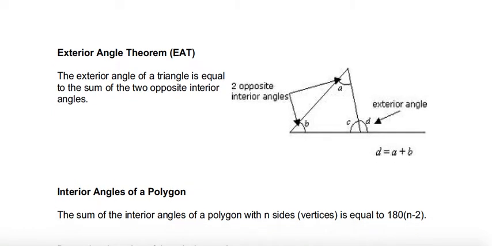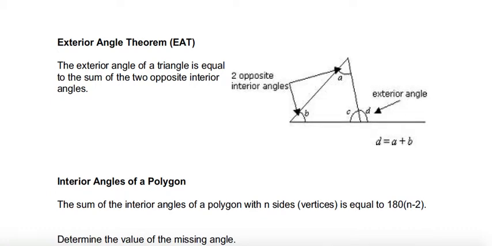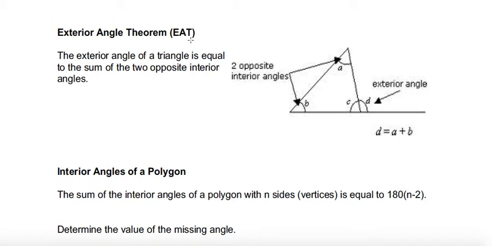So as I said, these are your formal definitions or your formal formulas. The exterior angle theorem, which we call EAT as a short form: the exterior angle of a triangle is equal to the sum of the two opposite interior angles. So we can see that here. D is your exterior angle, and D is the same as A plus B. So those are the opposite angles across from it.